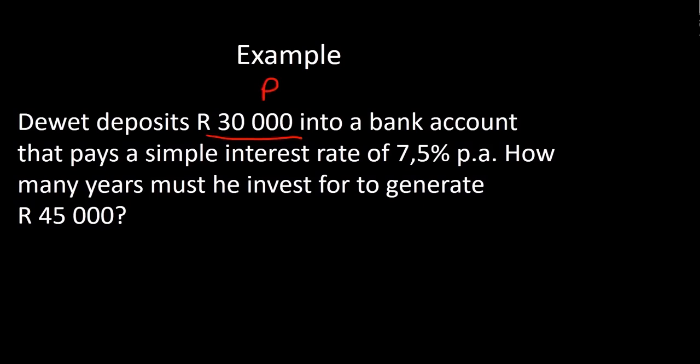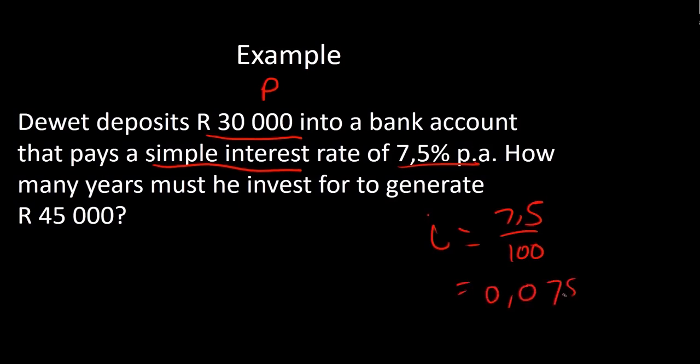That bank account pays a simple interest, and you see they've already told you what the rate of interest is, at 7.5% per annum. So i would be 7.5 divided by 100, which would be 0.075. Okay. How many years? So what they want to find out is n.